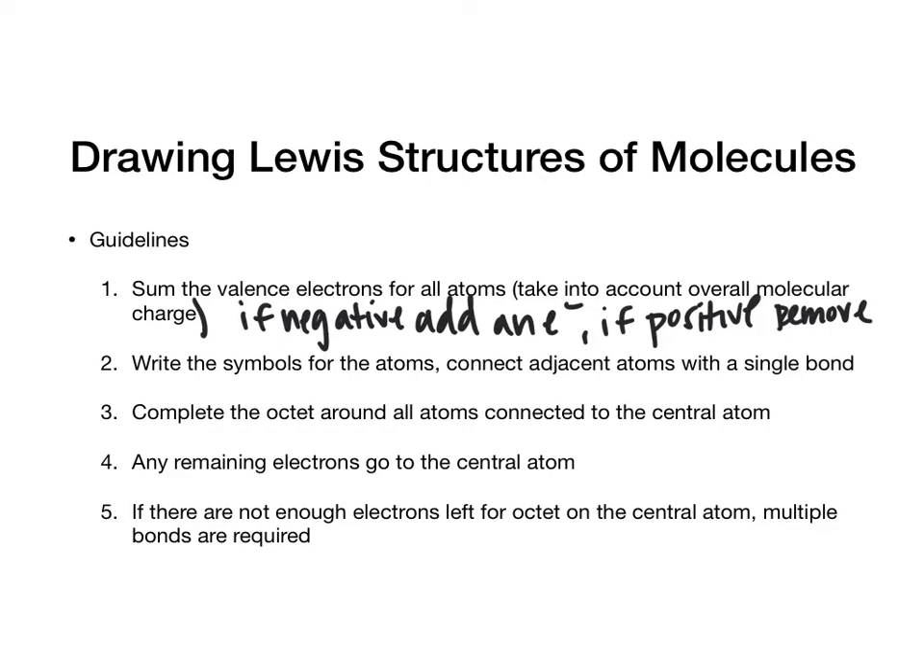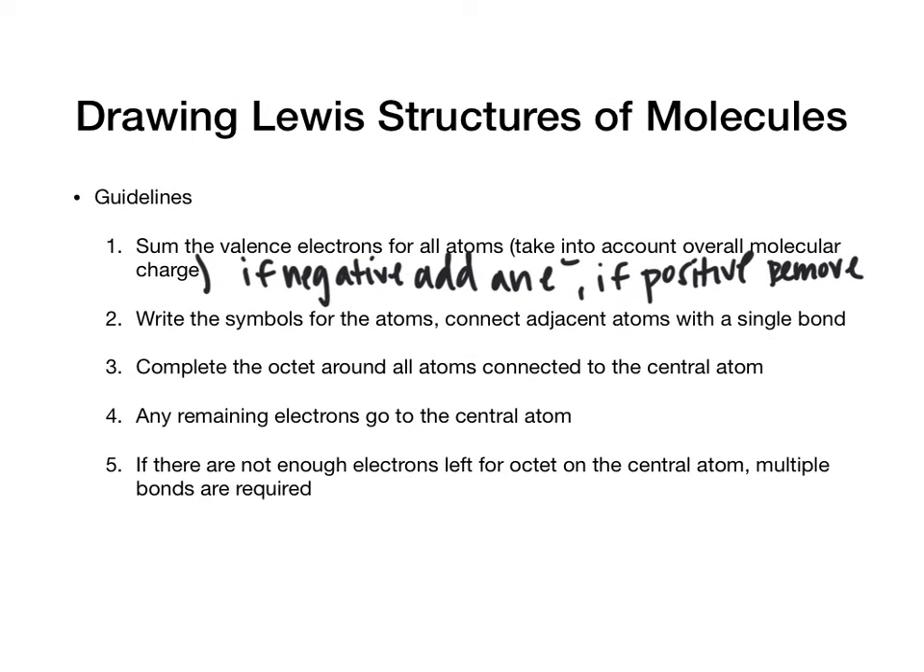Basically, we know that the charge on a molecule comes from the number of electrons. So if your overall molecule has a -3 charge, you're going to add 3 more electrons. If it is +3, you're going to subtract 3 electrons. Then you want to write the symbols for the atoms, connecting your adjacent atoms with a single bond. Then you're going to complete the octet around all atoms connected to the central atom. Remaining electrons go on the central atom. If there are not enough electrons left for an octet on the central atom, multiple bonds are required.